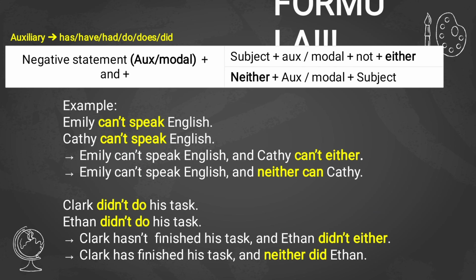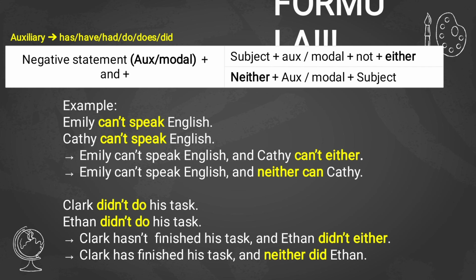Okay. And then the next one is negative statement containing auxiliary or modal but in a negative form. Yang kedua ini adalah kalimat negatif yang mengandung auxiliary atau modal. Ingat baik-baik, auxiliary atau modalnya dalam bentuk negatif ya, karena kalimat negatif. Kemudian konstruksinya setelah kata and akan diikuti dengan subject, auxiliary atau modal, kemudian not, kemudian either. Untuk yang neither, setelah kata neither diikuti dengan auxiliary atau modal dalam bentuk positif, baru subjeknya. Remember, the kinds of auxiliary such as has, have, had, do, does, did.